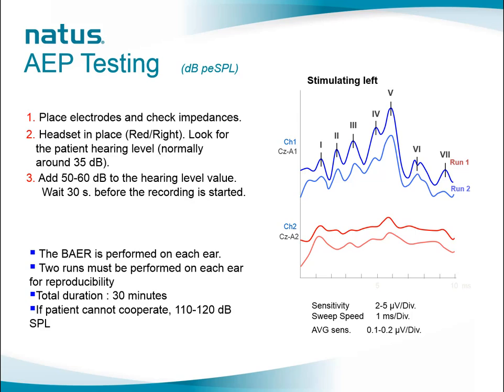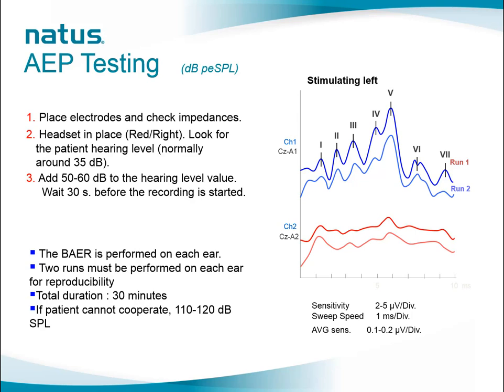And then we would get the waveforms that you can see on the right side of the screen. On the upper channel, you can see the ipsilateral response, and below the contralateral response. And we will mark the waves from 1 to 7. The most important ones that you need to see are number 1, number 3, and number 5.